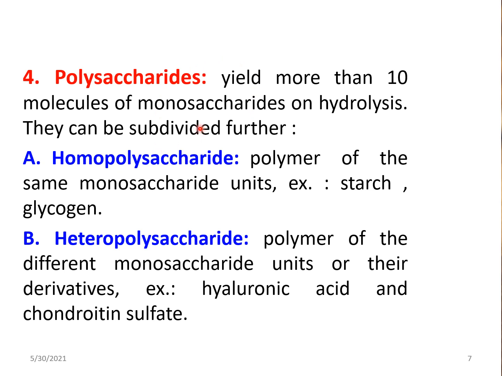Polysaccharides can be further subdivided into homopolysaccharide, when the polysaccharide polymer consists of the same monosaccharide units. For example, starch and glycogen are homopolysaccharides because they contain only glucose. A heteropolysaccharide is a polysaccharide polymer that consists of different monosaccharide units or their derivatives. For example, hyaluronic acid and chondroitin sulfate are heteropolysaccharides because they consist of different monosaccharides or their derivatives.